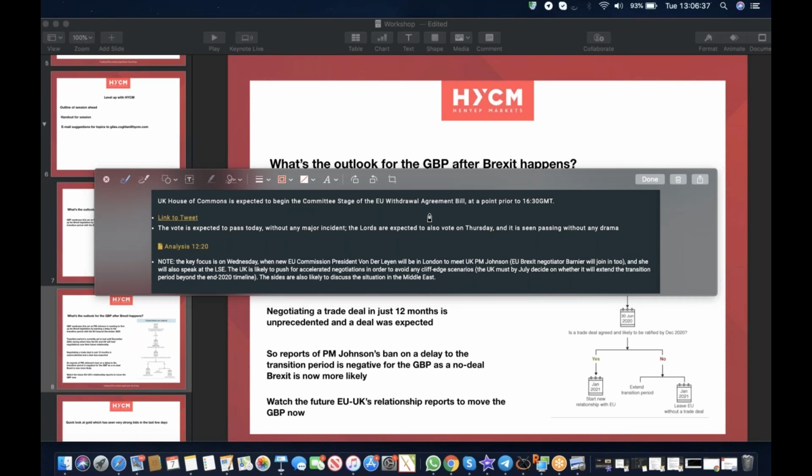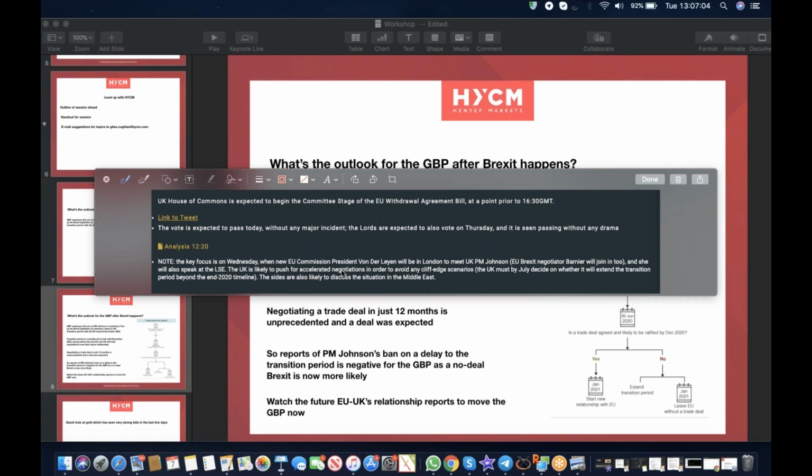In the Commons today, there is a House of Commons committee stage of the EU Withdrawal Agreement Bill. It's expected to pass and to be voted on Thursday, but the key focus for the pound at the moment is on Wednesday. We've got the new EU Commission President von der Leyen will be in London to meet UK PM Johnson, okay? And she will speak at the London School of Economics as well.